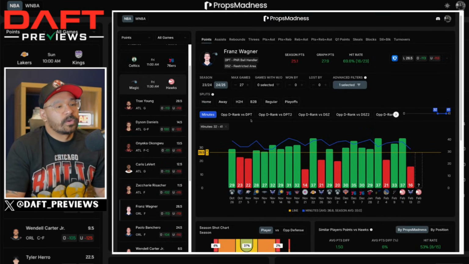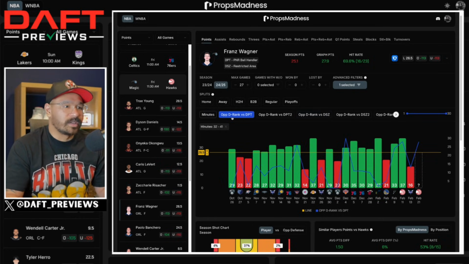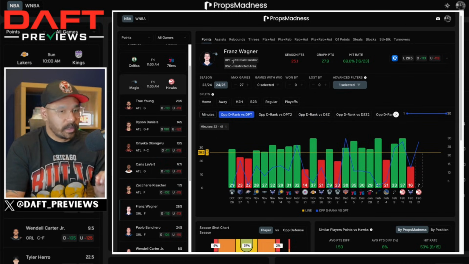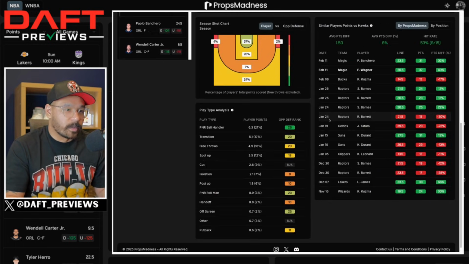The next things I want to talk through is this. We've got DPT, opponent rank DPT, and opponent rank DSZ. So what DPT means is dominant play type. And for Franz, it's the pick and roll. DSZ stands for dominant shooting zone. Franz likes to score in the restricted area, which is right around the basket. Let's talk about that real quick.